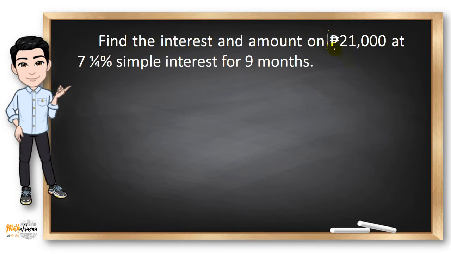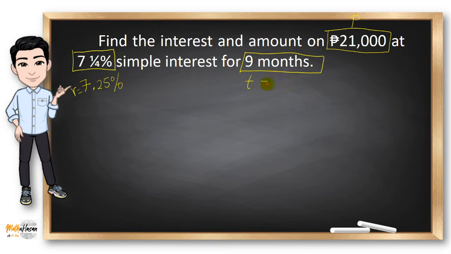So here, 21,000 pesos is the principal amount. 7 1/4%, which can be written as 7.25%, is the value of R. 9 months is T, but it is expressed in months. So we need to divide it by 12 because our formula I equals PRT is in terms of years.